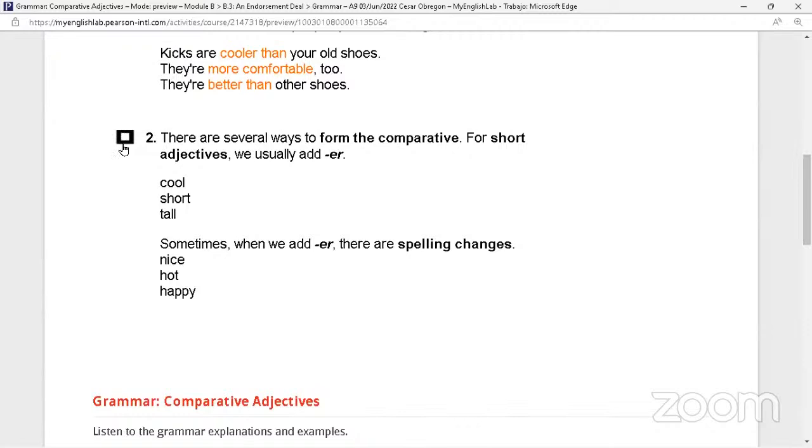There are several ways to form the comparative. For short adjectives, we usually add er. Cool, cooler. Short, shorter. Tall, taller.